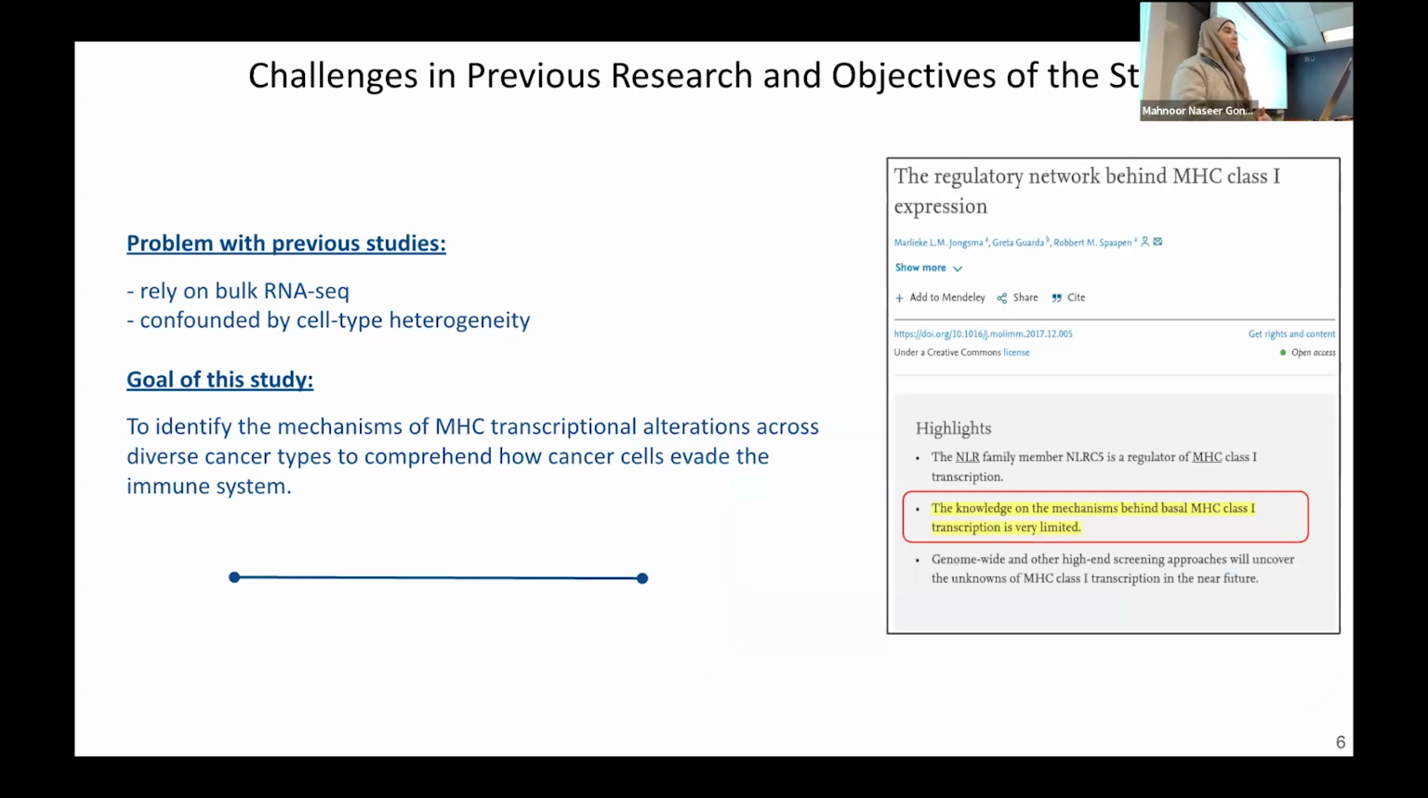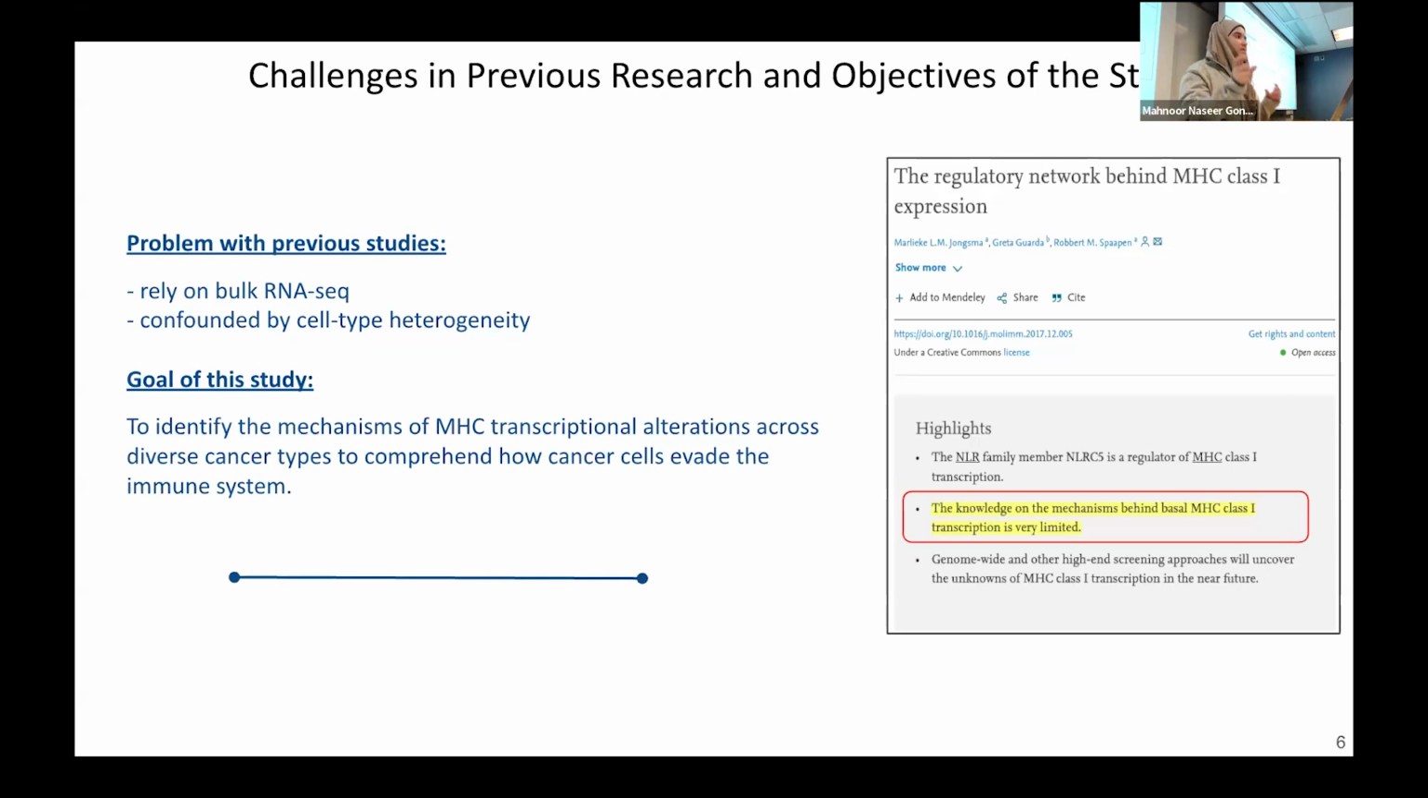So given that their importance is so high and there are 4 to 5 Nobel Prizes with this gene, they have been studied in a huge amount in literature. However, according to this review paper itself, the mechanism behind the basal expression of MHC is still very limited. And the reason behind that is that most of the data that we have so far is being confounded by cell type heterogeneity.